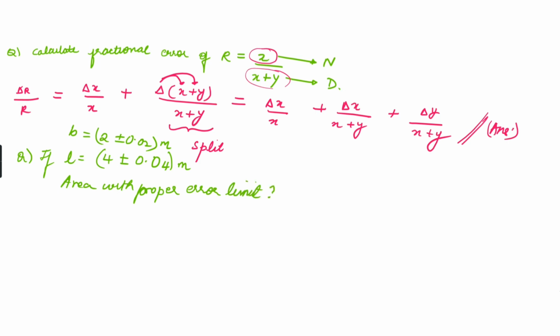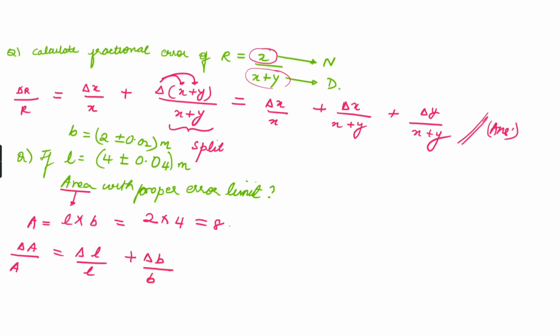Now what should we find? We should find the error of area. We should express it as a plus or minus del A, like how length is expressed. So for that we need to find del A first. So del A by A, or write the expression for relative error. Use that concept here. We write del L by L plus del B by B. Why? Because area is nothing but length into breadth, right? So is equal to 0.04 by 4.